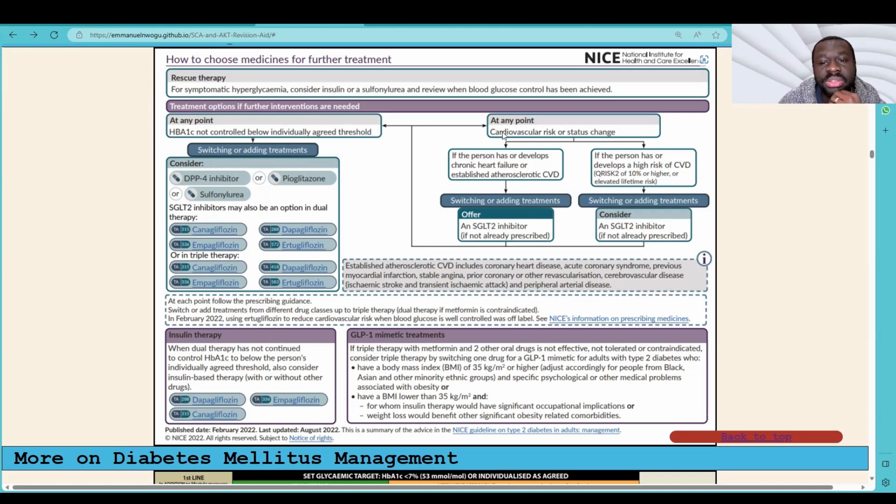Now, at any point, if cardiovascular risk or status changes: if the person has or develops chronic heart failure or established atherosclerotic cardiovascular disease, when switching or adding treatment, offer an SGLT2 inhibitor if not already prescribed. If the person has or develops a high risk of cardiovascular disease, QRISK3 of 10% or more, or elevated risk, consider adding an SGLT2 inhibitor if not already started.